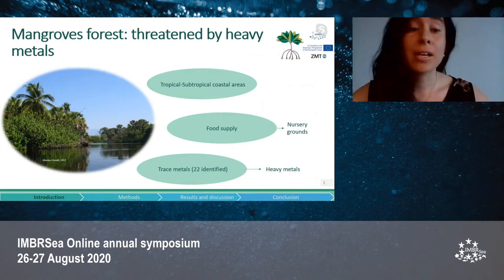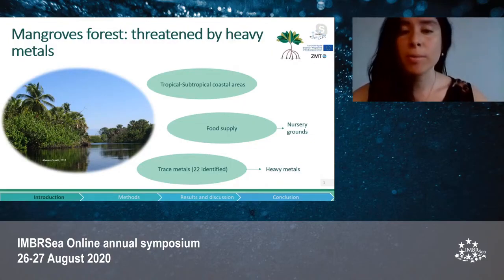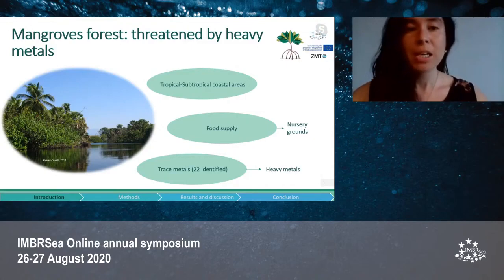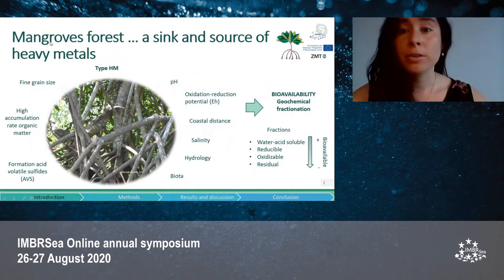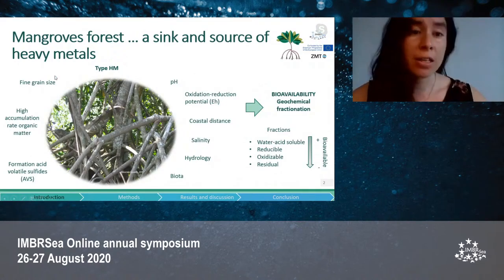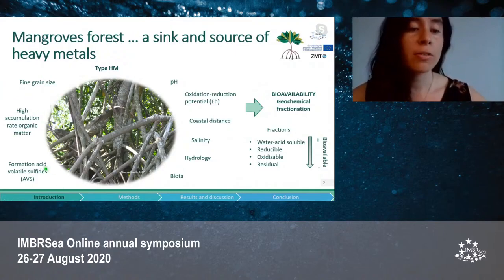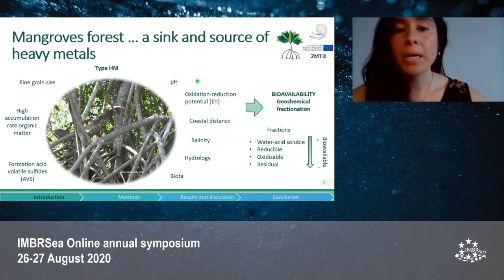Trace metals are naturally found in mangrove sediment, and among these metals, heavy metals. However, anthropogenic activities have increased the input and relocation of heavy metals in mangrove sediment. Mangrove forests act as a sink and as a source of heavy metals, thanks to the physicochemical characteristics of the sediment, such as the fine grain size, the high accumulation rate of organic matter, the formation of acid volatile sulfides, low pH, and oxidizing conditions that enhance the retention of heavy metals.